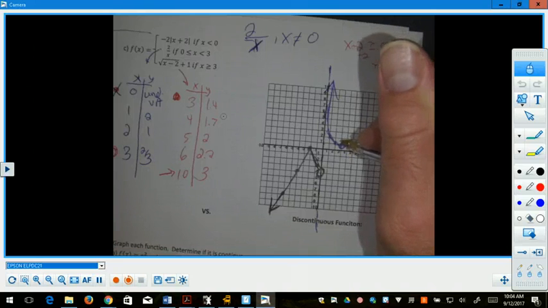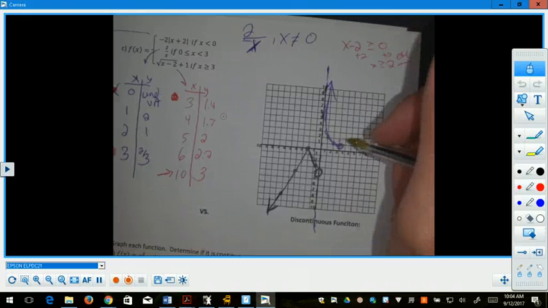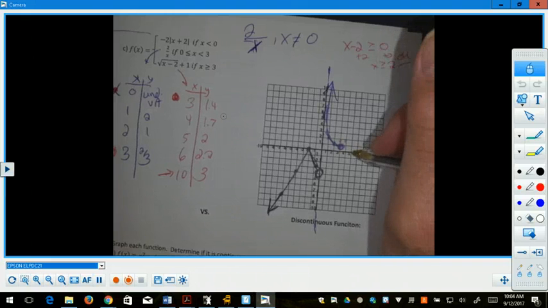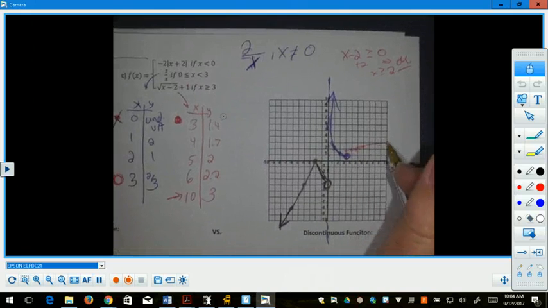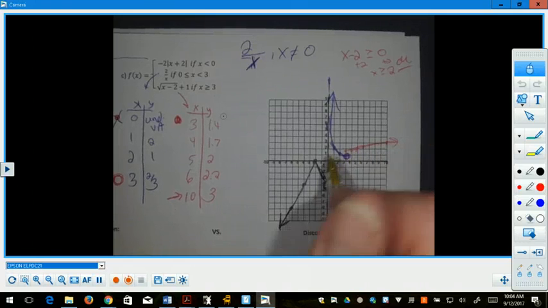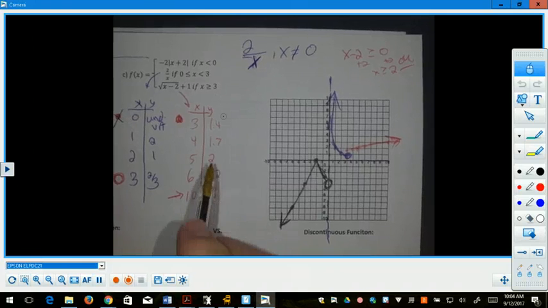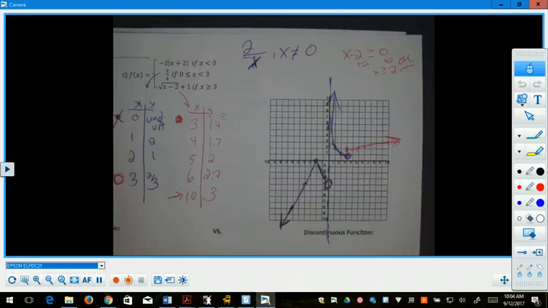I felt like it was higher than that. I must have plugged it in wrong last time. 4 is 1.7. 5 is 2. 6 is 2.2. And 10 is 3. So it kind of curves upward. And it starts here, and we have an arrow at the end at 10, 3. And at 3, 1.4, we have a solid dot.